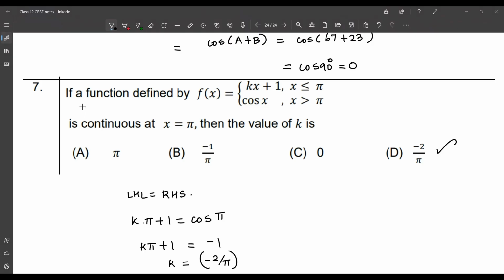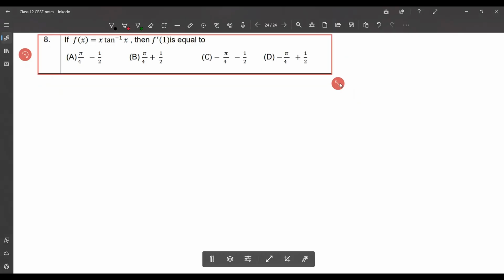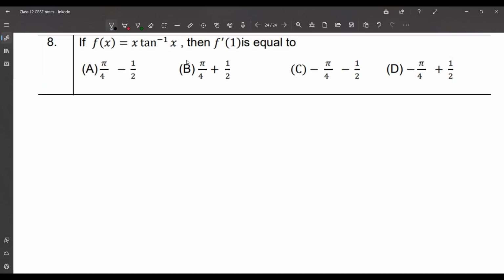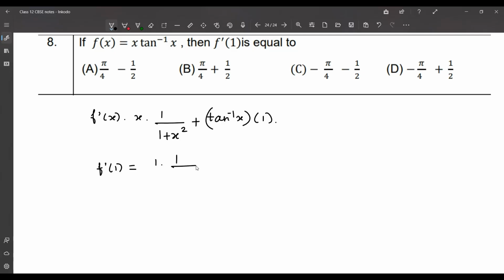Question number 8. If f of x is equal to x into tan inverse of x, we can differentiate this using the UV rule. F dash of x is equal to UV dash plus VU dash. Now f dash of 1 is asked, so that would be equal to 1 into 1 divided by 1 plus x square, plus tan inverse of 1.